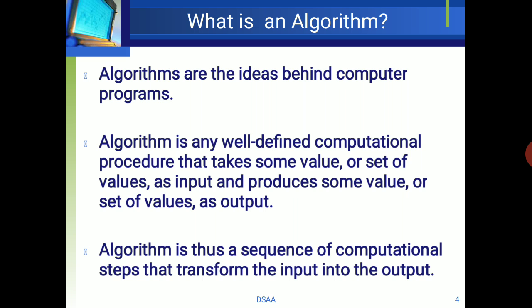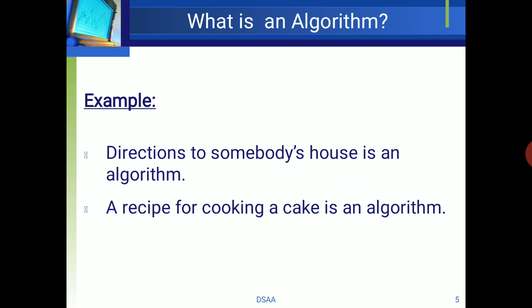Let's see one example of an algorithm. Asking directions to somebody's house is an algorithm. Yes, it is the simplest thing we do in our day-to-day life. What is the input over here? I am asking the address of somebody's house. This is my input. The algorithm is the person who is giving the details to you, and the output is that particular location.